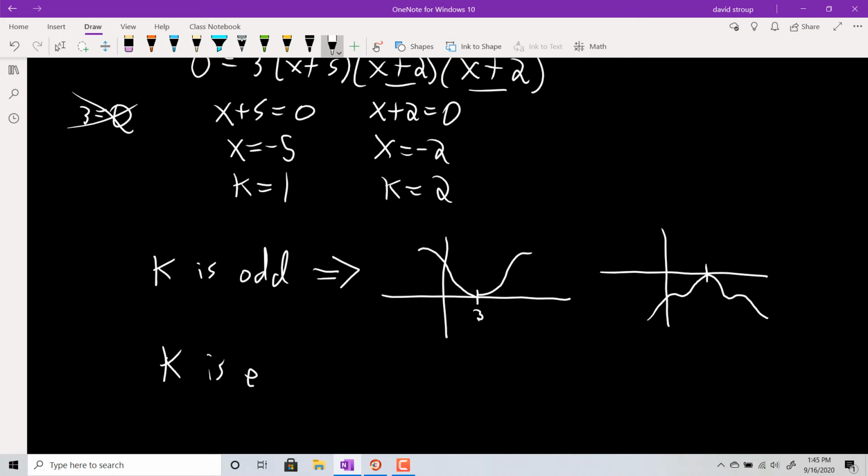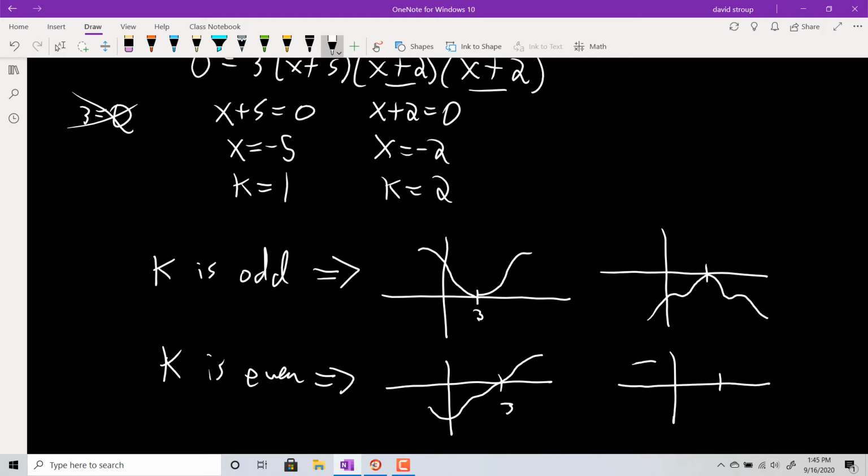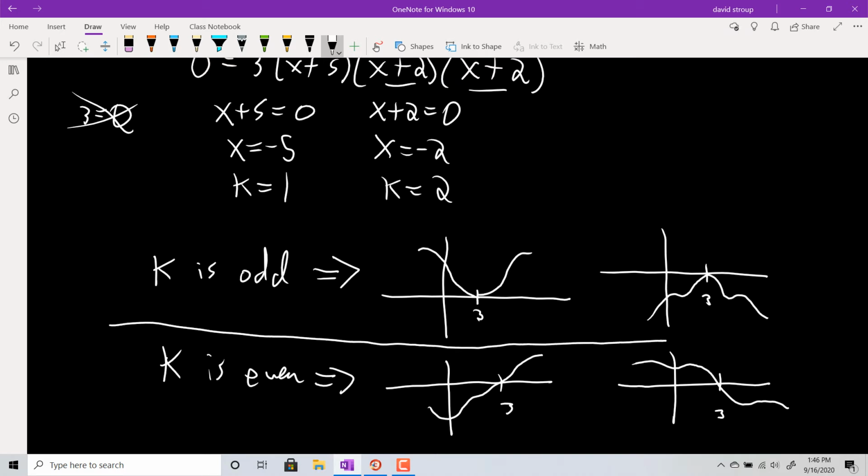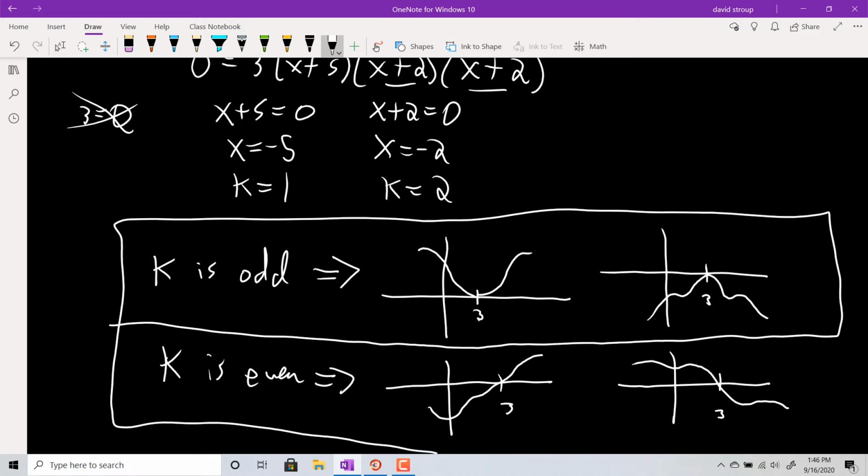If k is odd, then it'll go through the x-axis. So it'll do one of two things. It'll go like this and then hit that and go through, or it'll come from above and hit the x-axis and go through. Whatever, I don't know what the intercepts are. Maybe it's 3 again. Okay. So that's why it's important. It's going to help us ultimately to graph the polynomials.